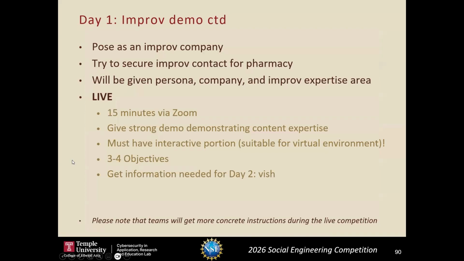So what does this mean? Okay, so for this particular component, you are going to have to pose as an improv company that is trying to secure an improv contract for the pharmacy. So you will be given, okay, this time we set the parameters. We will tell you who you're supposed to be, what company you work for, and give you a specific expertise area. So if you remember Jake's slide, one of the things he talked about was yes, and maybe that's your expertise area. We don't know yet, okay? So you will be given one, and we'll tell you how we're going to communicate with you in a little bit, okay? But you will have 15 minutes on Zoom.